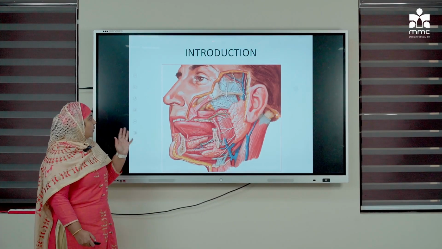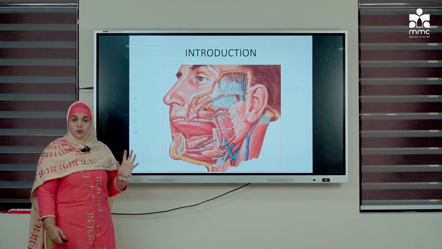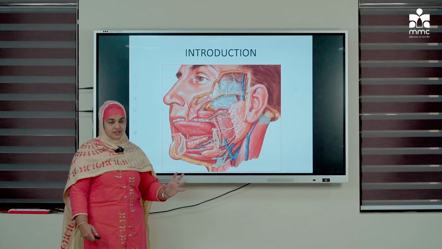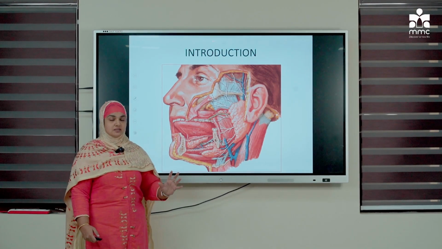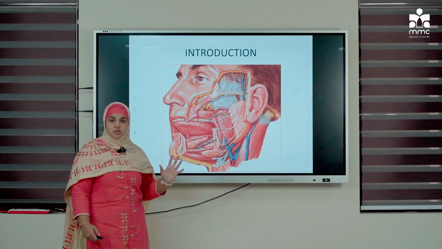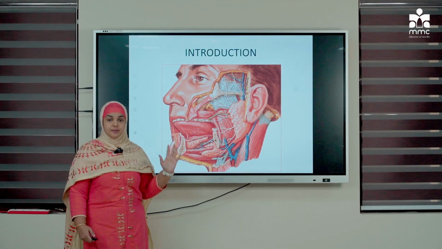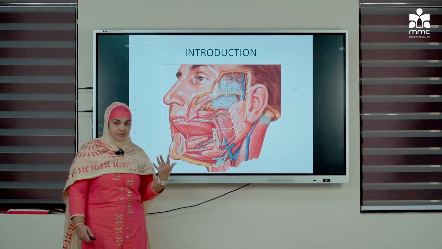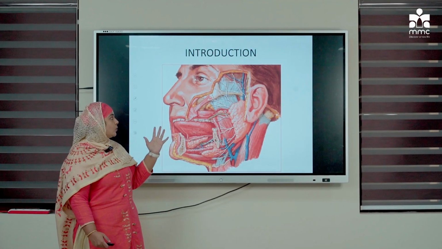So here, what is a parotid gland? We know that we have three main paired salivary glands, of which the largest is the parotid gland. The largest of the paired salivary glands is the parotid gland, the others being the submandibular gland and the sublingual gland. So where is it located?